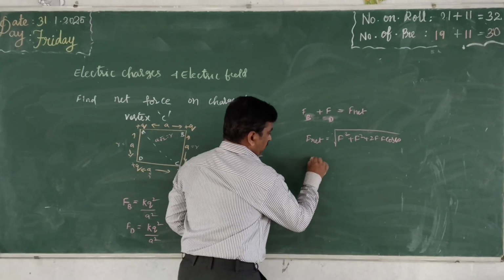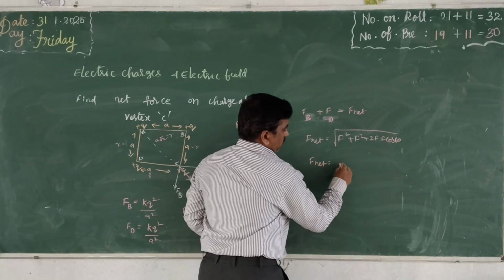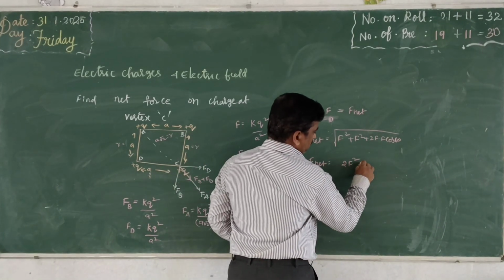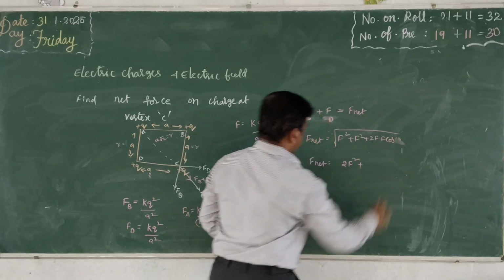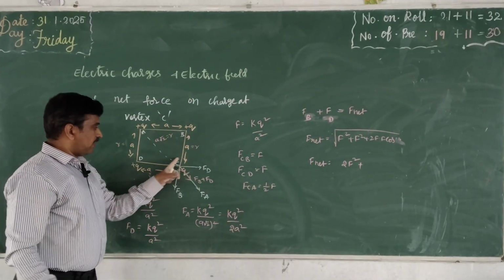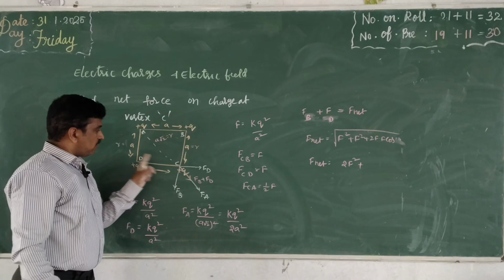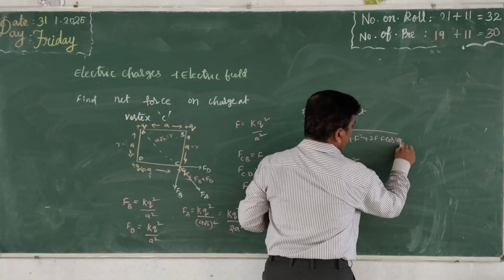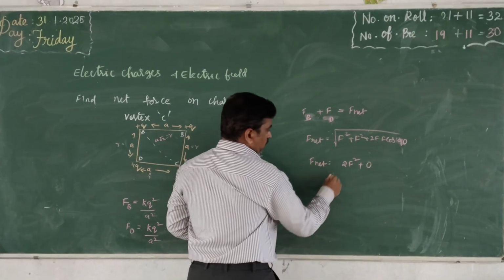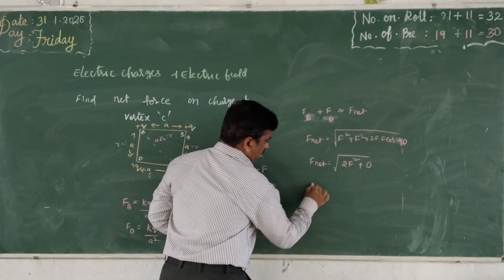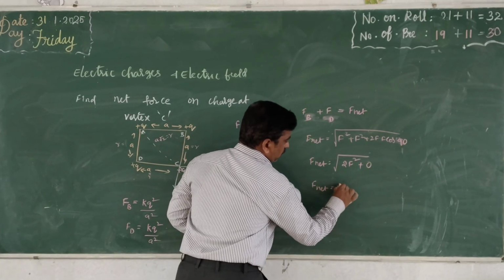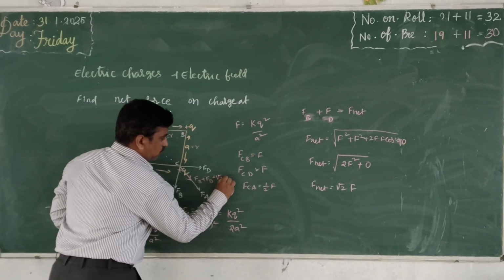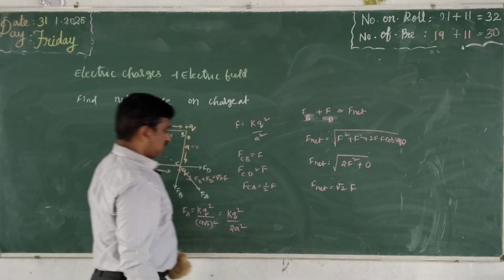See here, F net equal to 2F square plus 2F square cos, not cos 60. Here it is a right angle. Why? In a square all angles are 90. So here we can write cos 90. Cos 90 is 0. So we can write 2F square. F net equal to root 2 F. See, this resultant is root 2 F. Now we can add. Why? Because both are in the same direction.